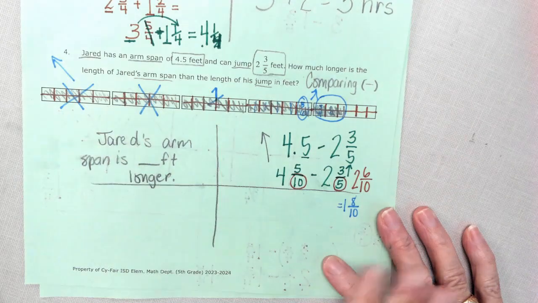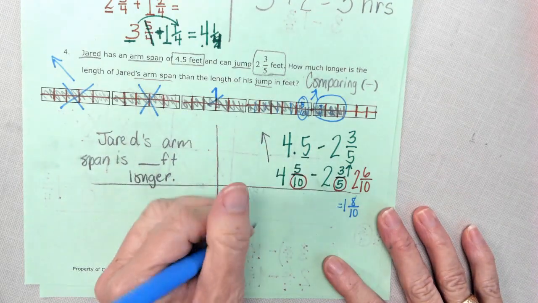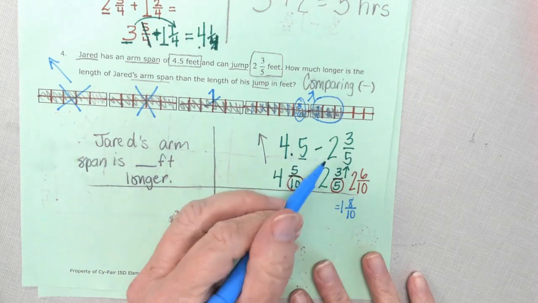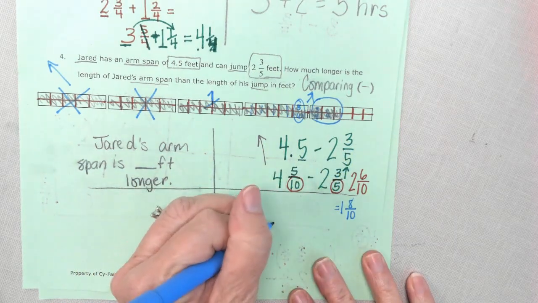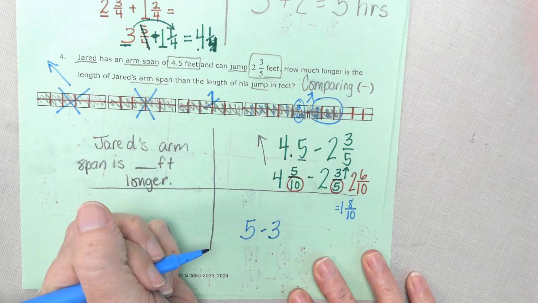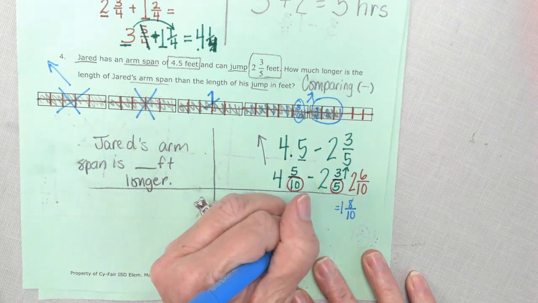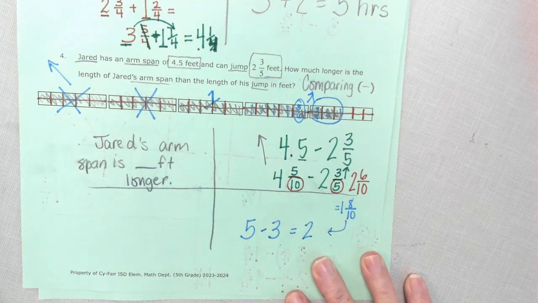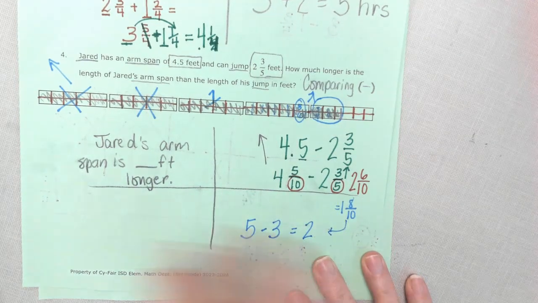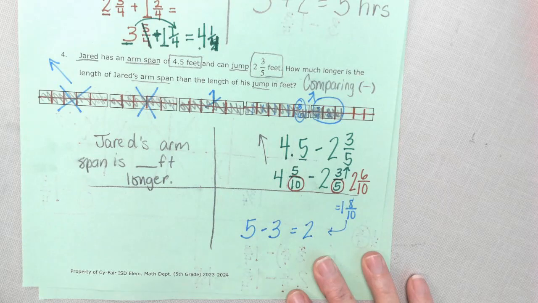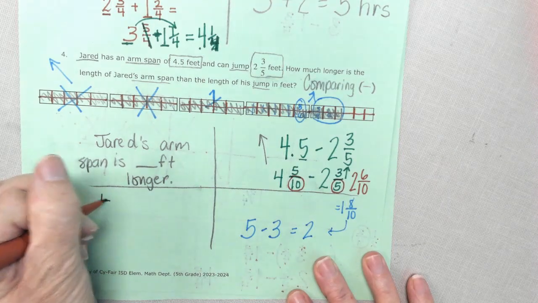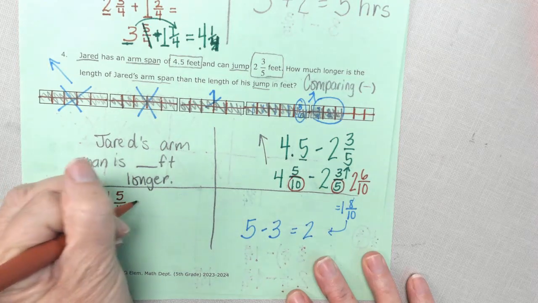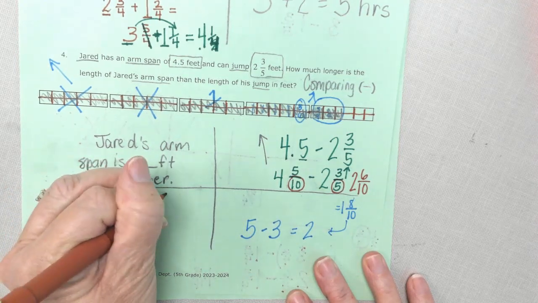So let's do a quick estimate. 4.5 is basically about 5. And 2 3/5 is really about 3. So when I subtract these, my answer should be pretty close to 2, which is kind of what I'm getting here. It's pretty close. So I'm going to go over here to my algorithm and I'm going to set it up. We're going to start with 4 and 5 tenths minus 2 3/5.